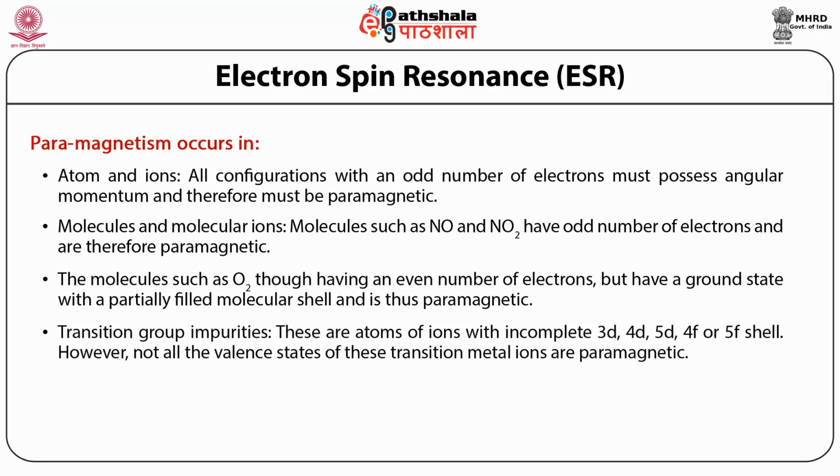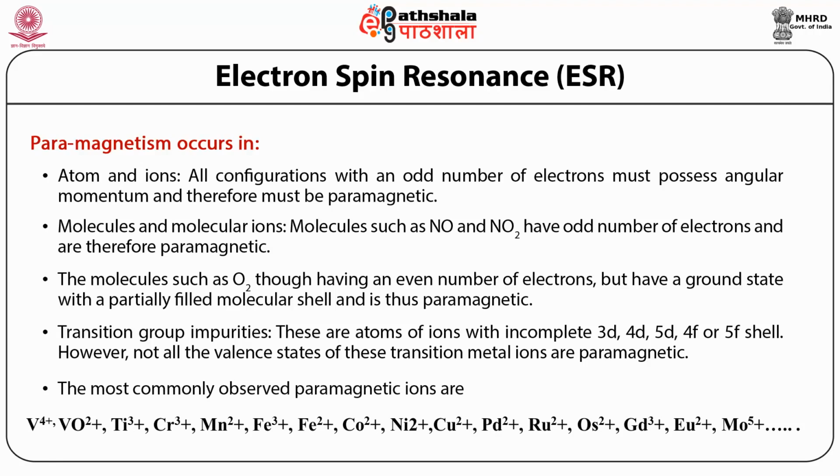Transition group impurities. These are atoms or ions with incomplete 3d, 4d, 5d, 4f or 5f shell. However, not all the valence states of these transition metal ions are paramagnetic. The most commonly observed paramagnetic ions are V4+, VO2+, titanium Ti3+, chromium Cr3+, manganese Mn2+, iron Fe3+ and Fe2+, Co2+, nickel 2+, copper 2+, platinum 2+, rubidium 2+, gadolinium 3+, molybdenum 5+.